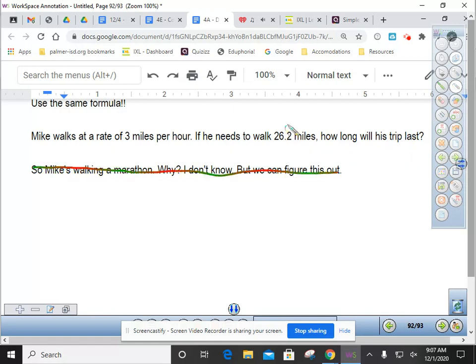Okay. So we're going to use the same formula. What is it? D equals RT. He goes at 3 miles per hour. What is that? The R, that's the rate. He needs to walk 26.2 miles. What is that? The distance. And then what is it asking you for? The time. So what is his distance? 26.2 equals 3T. Good, you can write that down.